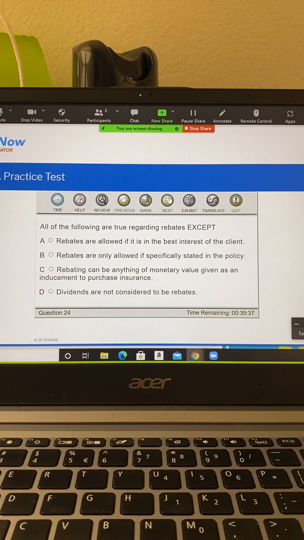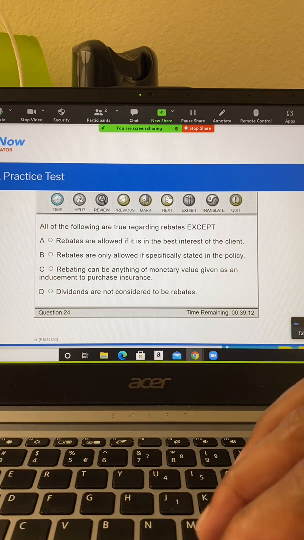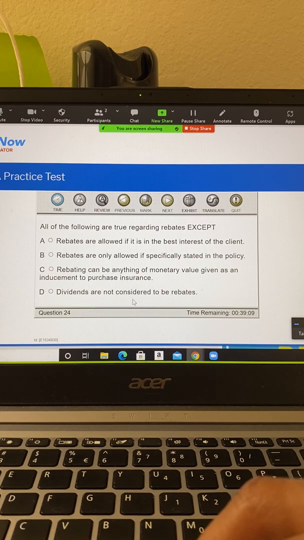All of the following are true regarding rebates except... Dividends are not considered to be rebates. This is kind of tricky because I got this one wrong before. I know this is true: dividends are not considered to be rebates. It says all of these are true except. When they say except, it turns into a true or false question, so it's asking which one of these is false. I think A and B, one of them might be false, but I know D is false. So let's just go with what I know.